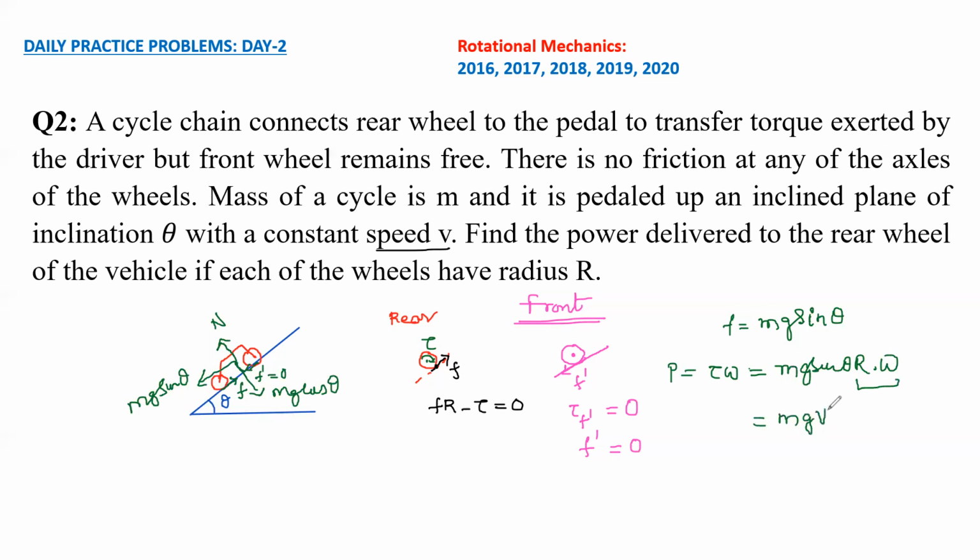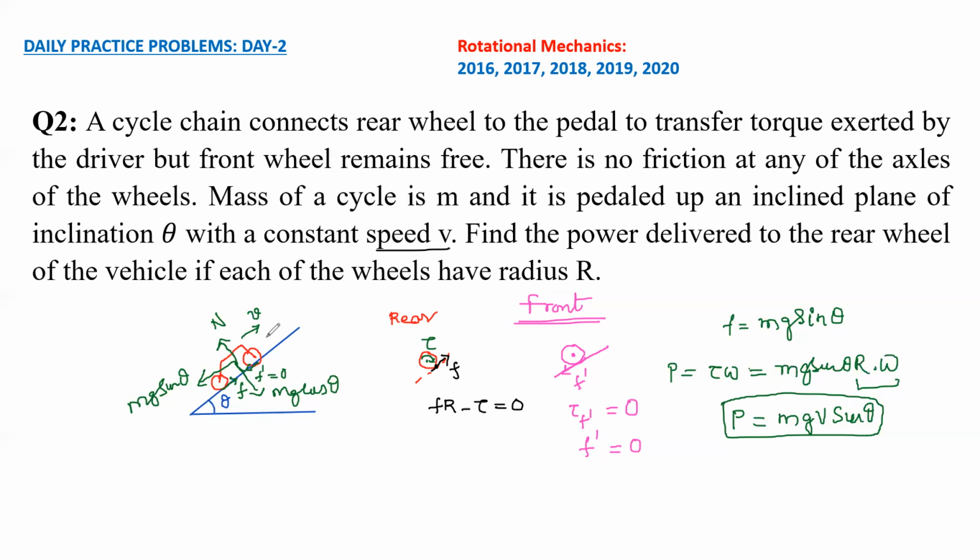Accordingly, we realize that mgv sin theta is the power delivered. Now, the alternate way of doing this: gravity, which is the only retarding force here, or basically the force that tries to retard the cycle, is acting opposite to velocity. So gravity provides a negative power of mg sin theta into v with a minus sign. So minus mgv sin theta is power by gravity. The same amount of power the cyclist has to deliver to the cycle.